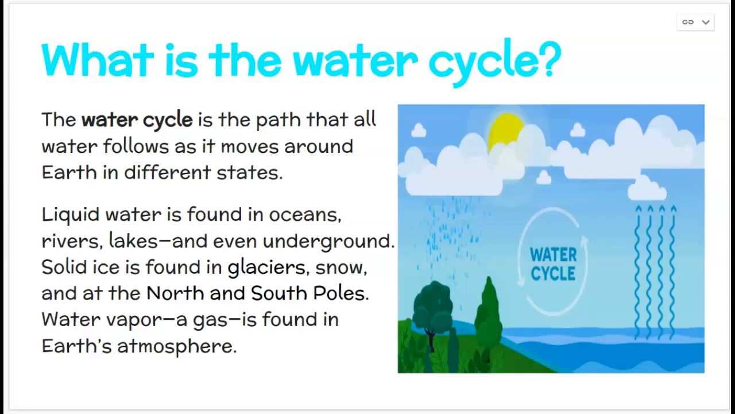We learned that the water cycle is the path that all water follows as it moves around Earth in different states. Liquid water is found in oceans, rivers, lakes, and even underground. Solid ice is found in glaciers, snow, and at the North and South Poles. Water vapor, a gas, is found in Earth's atmosphere.